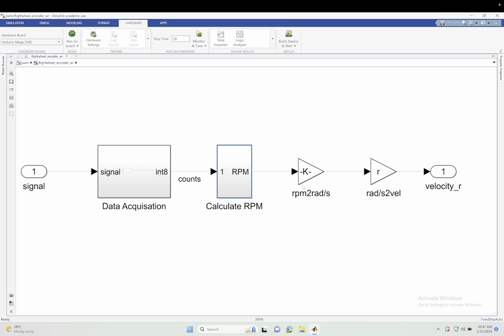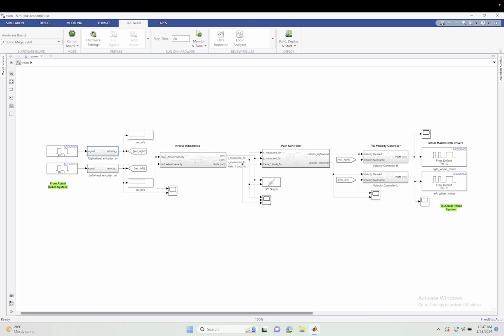Now going back, this is the setup of the encoder, and now that we've received the velocity from the encoder output, we feed these velocities. So now these become our actual measured velocities from the actual robot as it moves. So we capture them and we put them into an inverse kinematics model, which helps us to compute x, y, and theta of the actual robot. Then we feed them in as the measured values into our path controller.